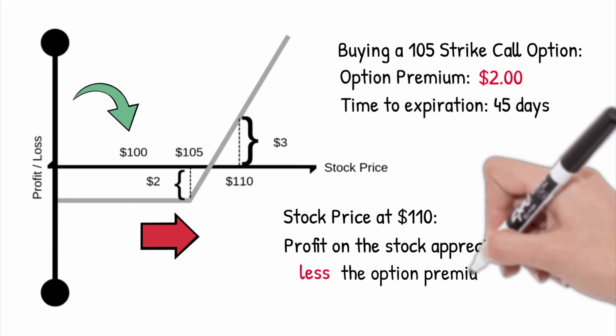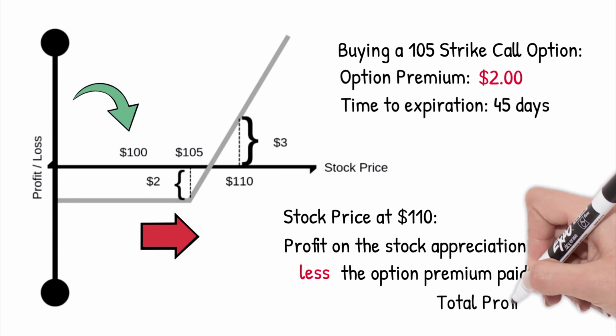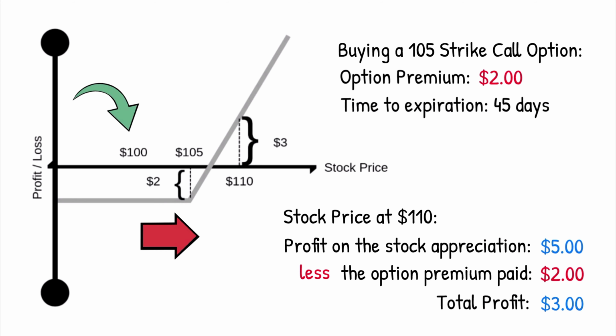Remember, we need to deduct the option premium of $2 from the $5 profit due to the appreciation in the stock price, as this is kept by the option seller. On the other hand, the person that sold you the call will be obligated to sell the stock at $105 at a loss of $3 per share. If the stock never rises above 105 by the expiration date, the call expires worthless, the call buyer is out $2, and the call seller keeps the option premium.